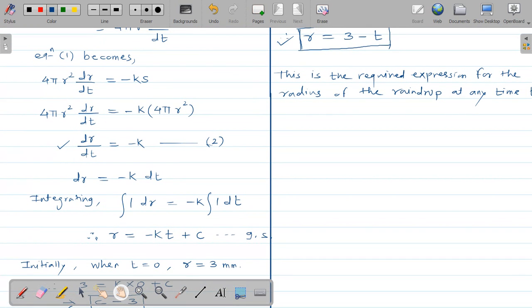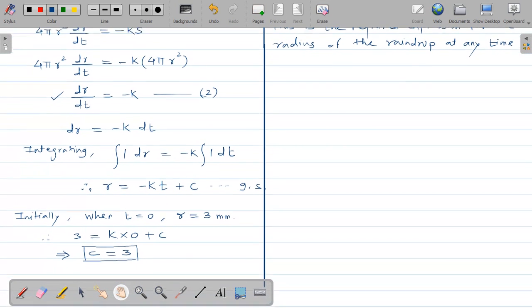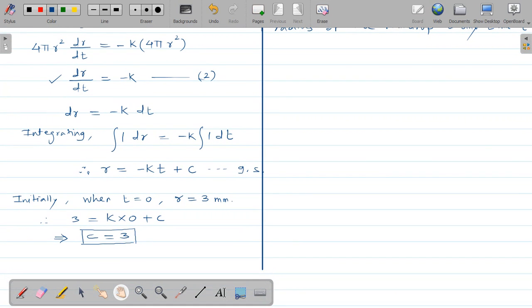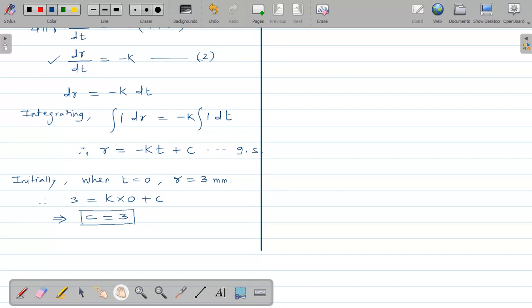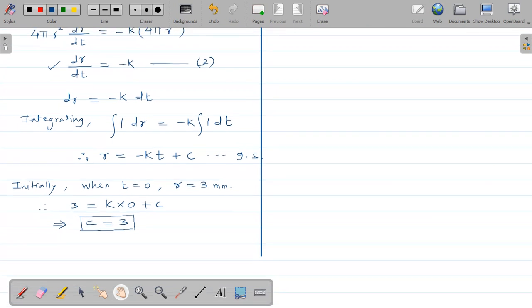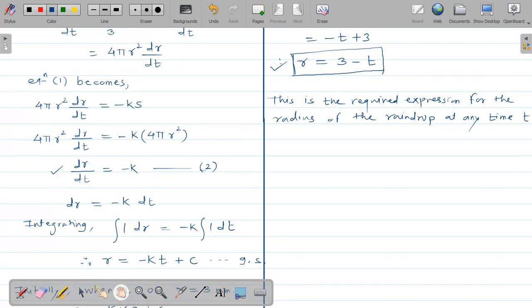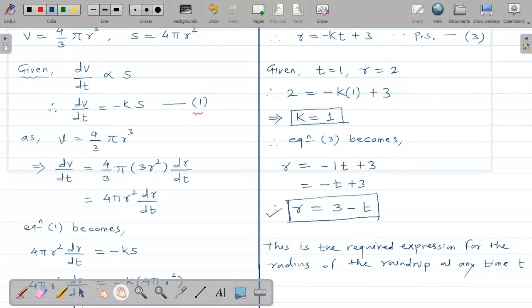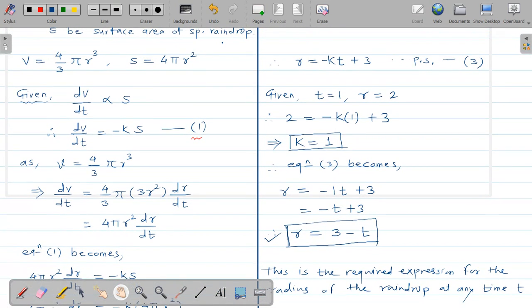So by using the variable separable method, we have found the general solution, and after getting the general solution we have used the initial condition, that is when t is equal to 0, r is equal to 3 mm, and hence we get the value of c is equal to 3. And then by using given t is equal to 1 and r is equal to 2, we get k is equal to 1. So equation number 3, that is the particular solution, becomes r is equal to minus 1 into t plus 3. That's why we get r is equal to 3 minus t.